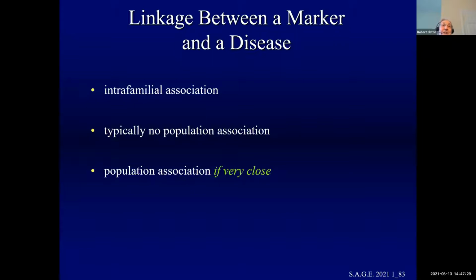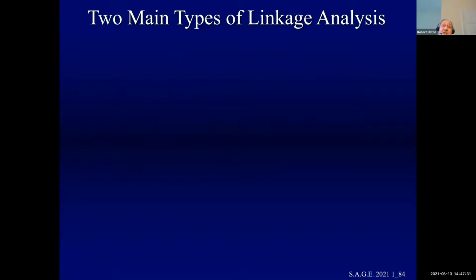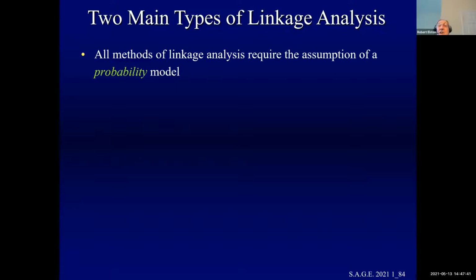Okay. Now, there are two main types of linkage analysis. But all methods of linkage analysis require the assumption of a probability model. If you can do any statistical analysis whatsoever, you have to have a probability model.